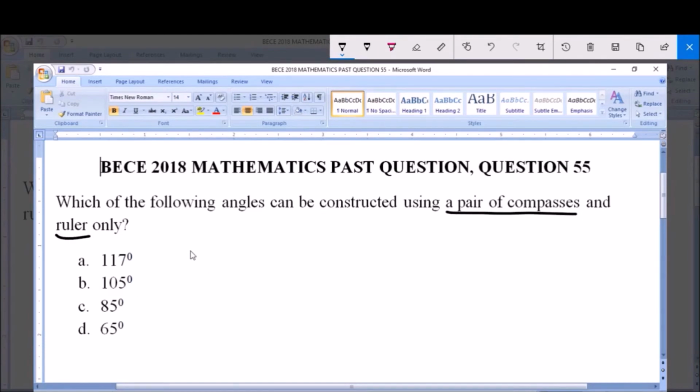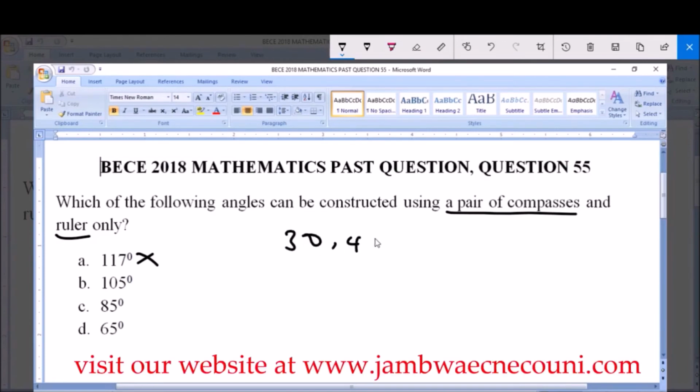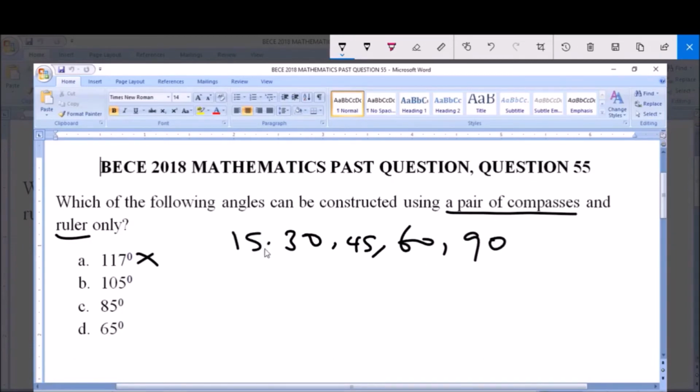Now A here says angle 117 degrees. Now angle 117 degrees cannot be constructed using a pair of compasses and ruler only. Like, you know, the basic angles are 30, 45, 60, 90. Now you see these angles, 15 also is part. These angles can be constructed with a pair of compasses and ruler only, and also by summing these angles together you can get other angles that can be constructed using a pair of compasses and ruler. But 117 degrees here cannot be gotten by summing any of these, so it is wrong.